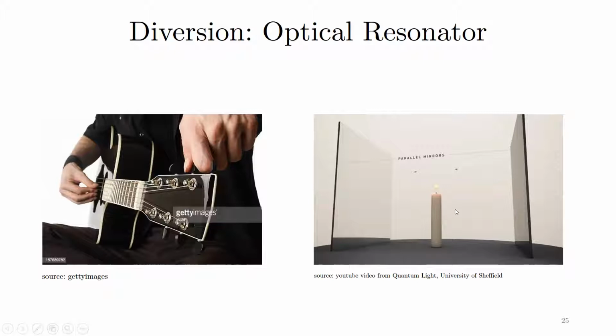Similar to it, we can design an optical resonator if we place 2 mirrors on the 2 sides of a light source. Here I'm showing an image taken from a YouTube video of the University of Sheffield, where they show the optical resonator. In the optical resonator shown here, there is a candle which is giving the light, and there are 2 mirrors on both sides. So it will trap the light in between these 2 mirrors.